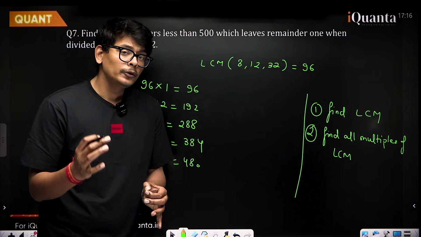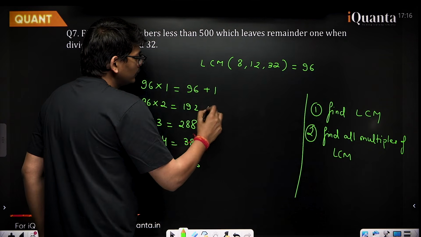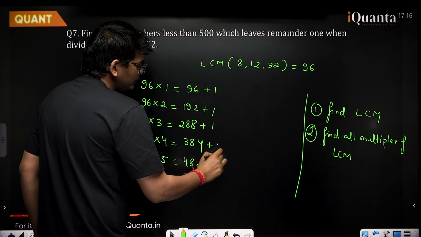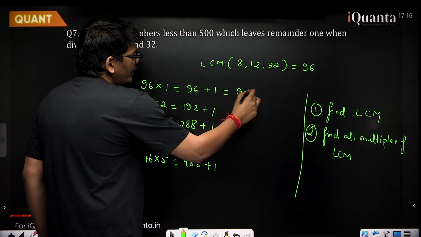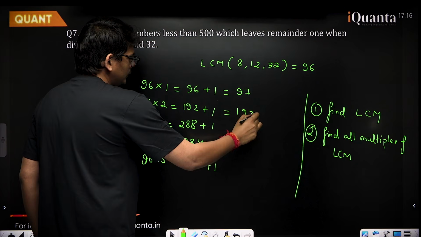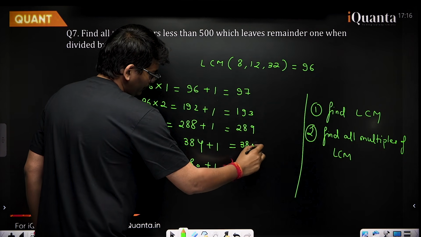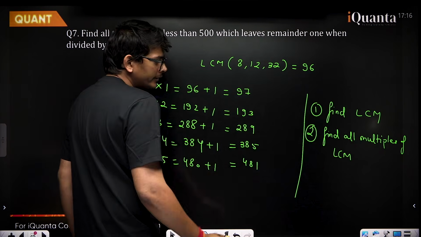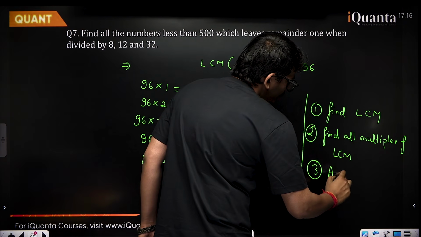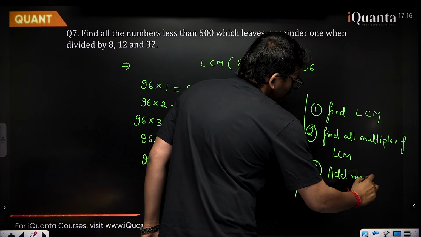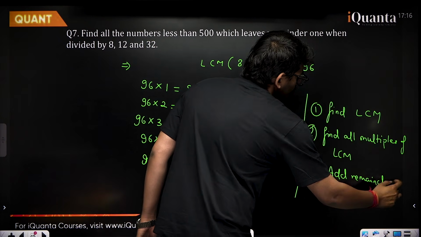Now what we have to do? We have to add remainder 1 to get the final answer. So my final numbers will be these. So third step, always remember, add remainder at last. Okay?